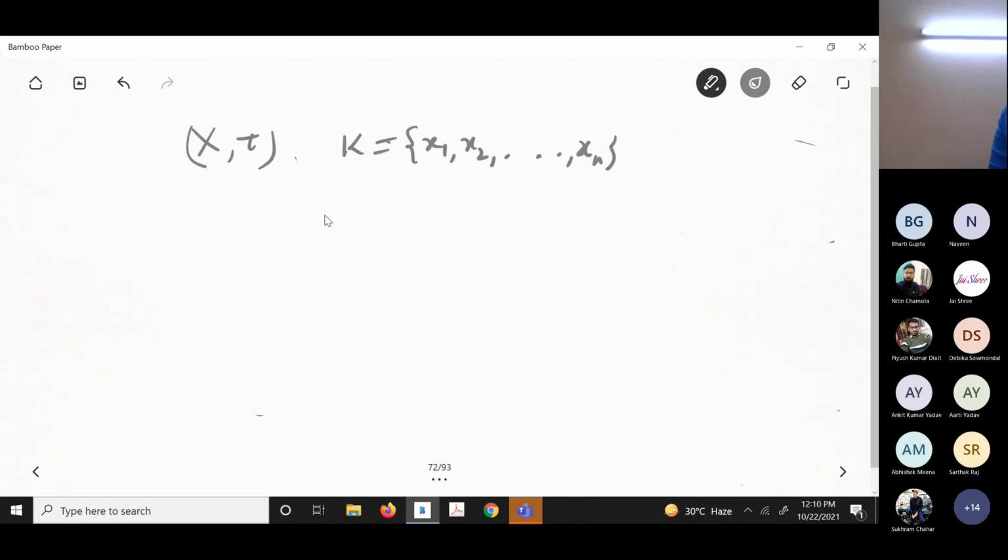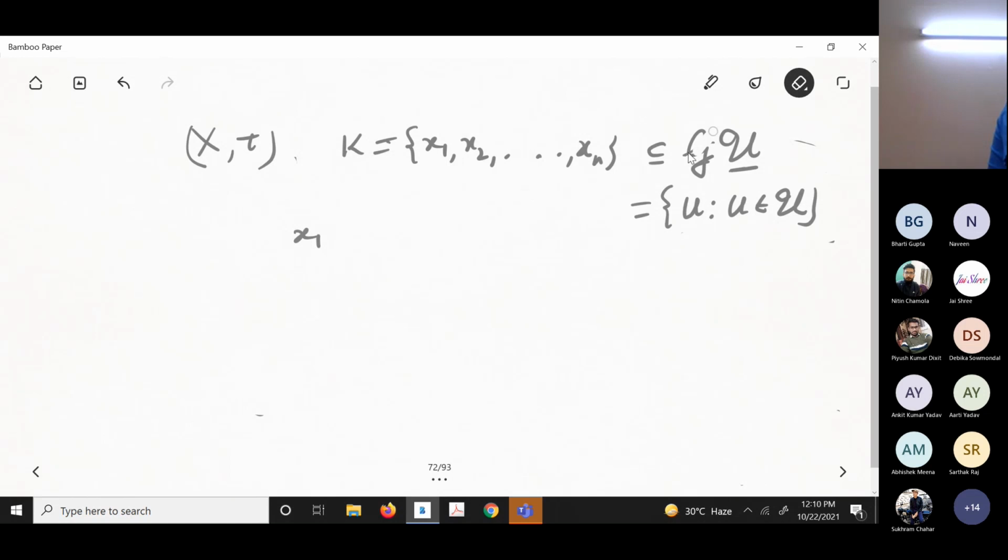I'm saying this will be compact because if you take a cover, any open cover, we usually write it this way: script U, belonging to script U. So if you take x1, it will belong to somewhere here, because this will be covered by this cover.